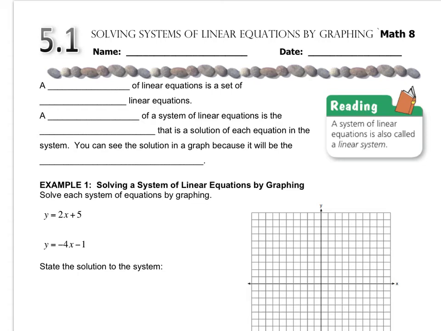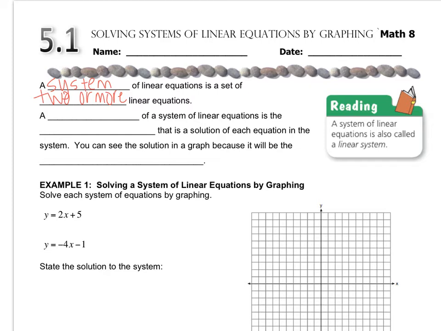Back in chapter 4, we graphed linear equations, and what we're going to do in this lesson is graph two equations and see where they cross. It's called a system when you have more than one equation involved in a problem. So we write that a system of linear equations is a set of two or more linear equations. Now in 8th grade we only deal with two, but in high school you will have 3 or more.